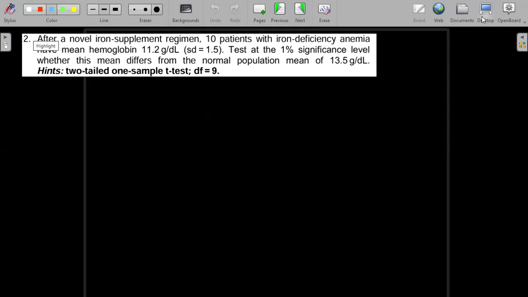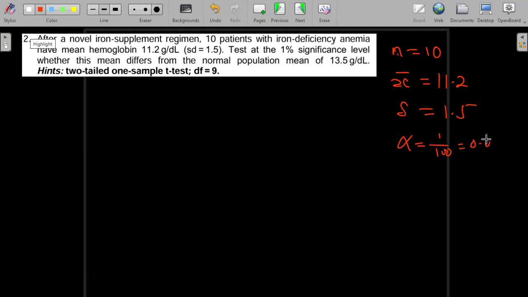All right, let's look at another question. We're still doing the t-tests. Here they're saying after a novel iron supplement regimen, 10 patients, so my n is 10, with iron deficiency anemia have mean hemoglobin 11.2 and the standard deviation 1.5. Test at 1% significance level. So 1% significance level means my level is what? 1/100, which will be 0.01.